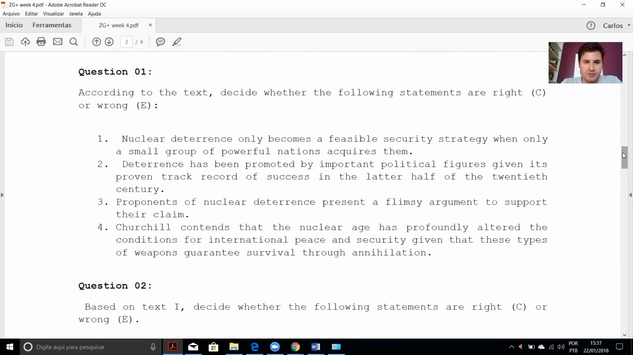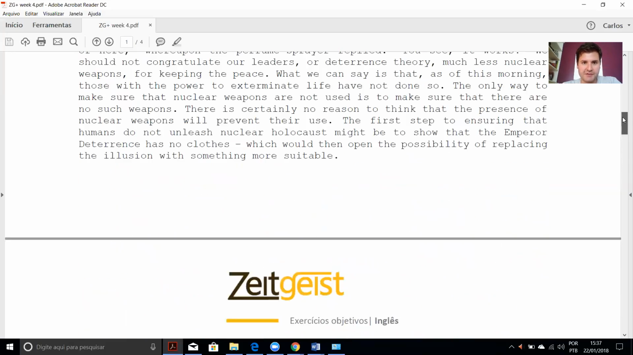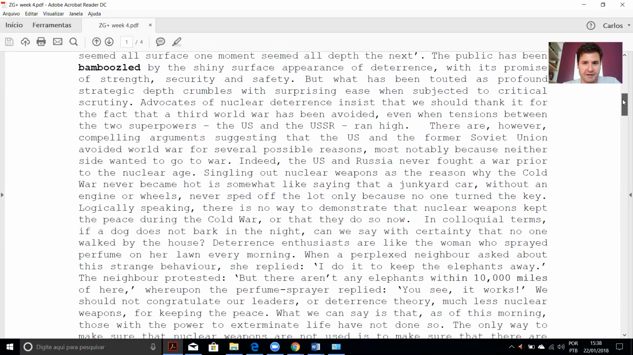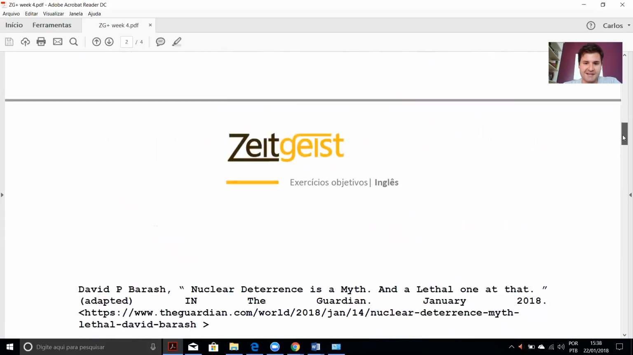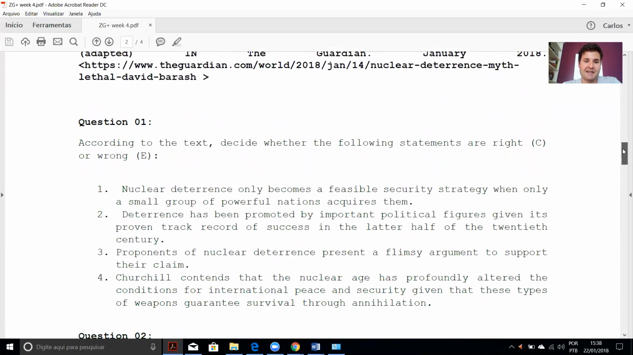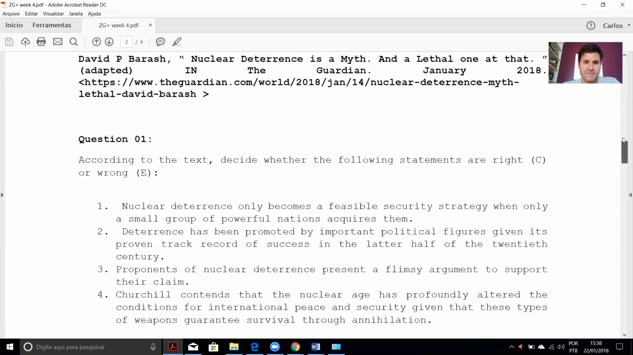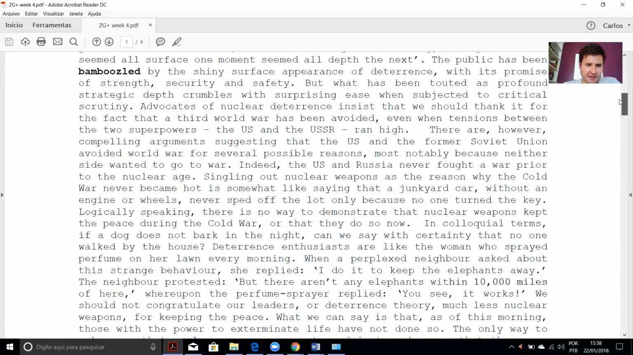Item number 2. Deterrence has been promoted by important political figures given its proven track record of success in the latter half of the 20th century. And this is incorrect also. I wanted to confuse you guys with Churchill, because Churchill defended deterrence. But he only talks about Churchill here, and specifically only Churchill.